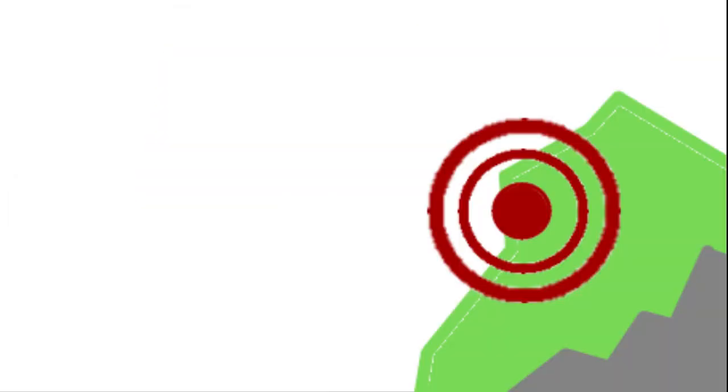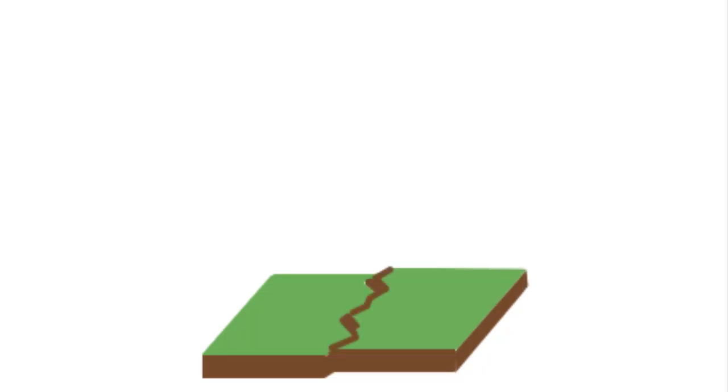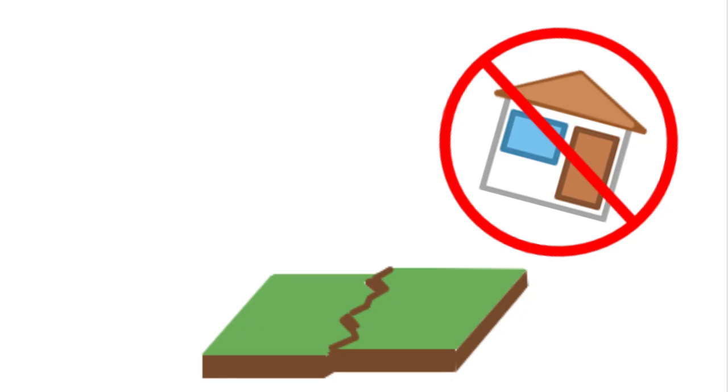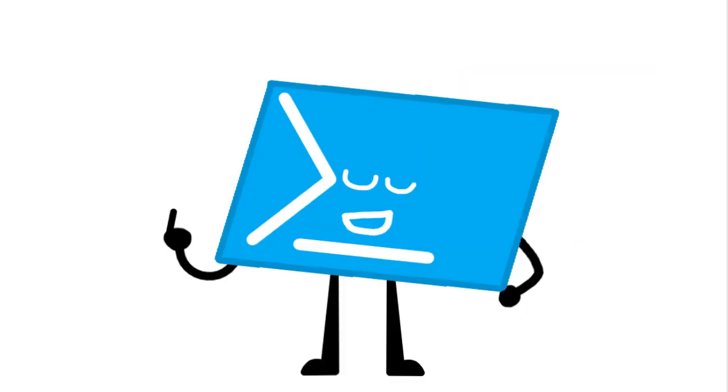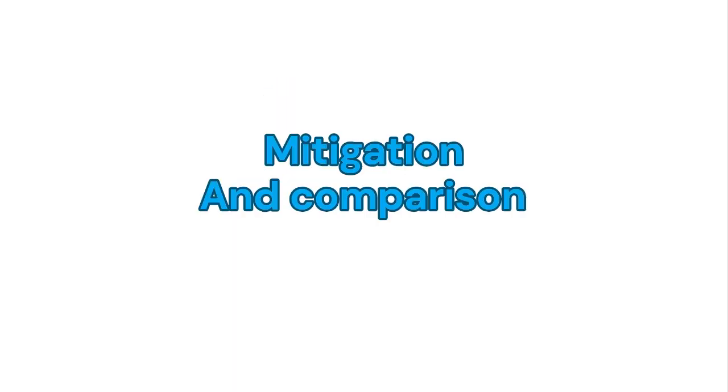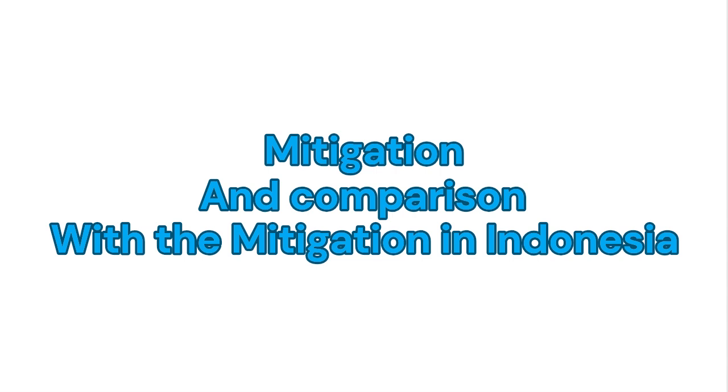For the Earth, buildings that are poorly constructed or just built with inferior materials get destroyed or, in a better case, damaged. Another one for the Earth, when the earthquake is strong enough, it can cause long-term damage or deformation to the land nearby, which causes some land to become uninhabitable. Alright, with that out of the way, let's move to the next one. Mitigation and comparison of the mitigation in Indonesia with abroad.